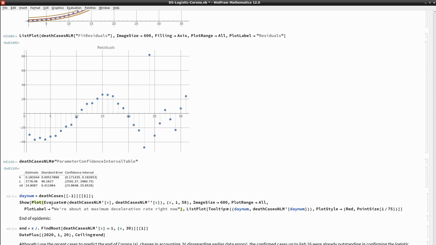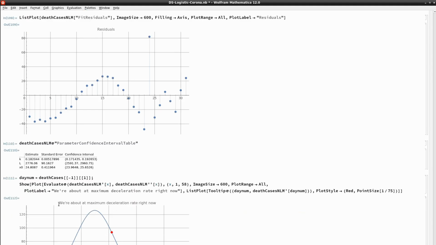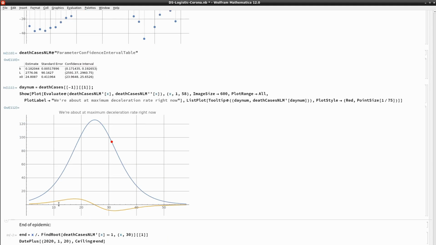So I now want to point out that we're really at the point in time where we have maximum deceleration. So let's take the last day that we have, and let's plot it against the curve. And I am putting a point at the last day in the series, and you will see that the point happens to be pretty much where the orange curve has its minimum. So we're really about at maximum deceleration right now, right?